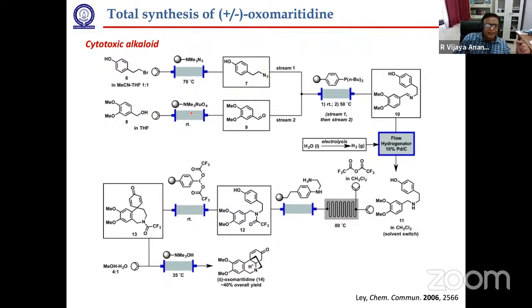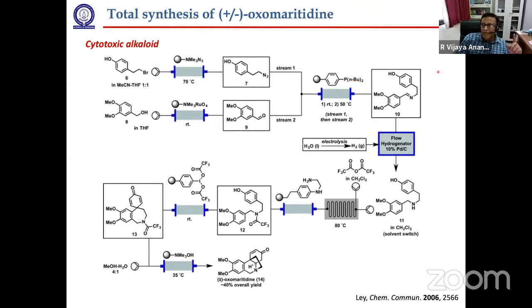And again here, this oxidation. So you send this benzyl alcohol into the reactor, which has ruthenium tetroxide. So the oxidation takes place, and you get this aldehyde. And then again, we can just pump these two starting components into this microreactor, which has a polymer-bound triphenylphosphine or some phosphines.